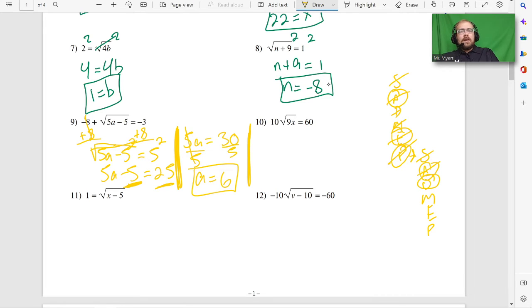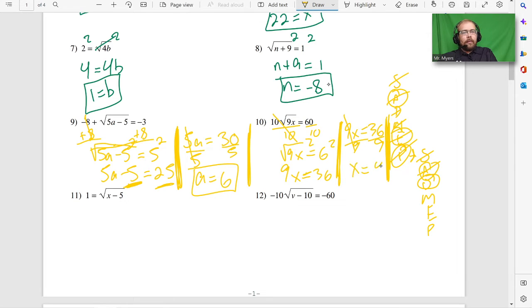Okay, number 10. We're not going to do the SAD MEP because I've marked up my SAD MEP over here, but we're going to still follow SAD MEP without actually circling and crossing out as we go. Can we add? Can we subtract? No, no. Can we divide? Yes. Divide by 10. Square root of 9x is equal to 6. Square both sides. 9x equals 36. Little dividers here. And then we divide by 9.